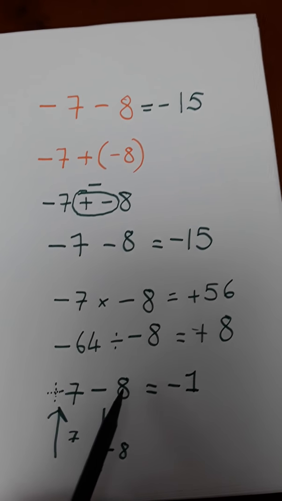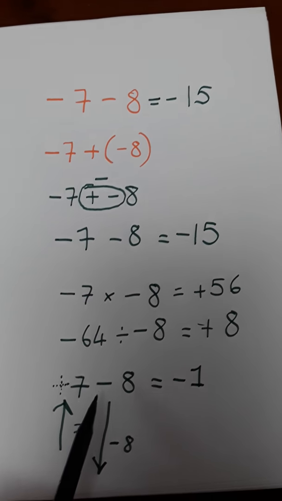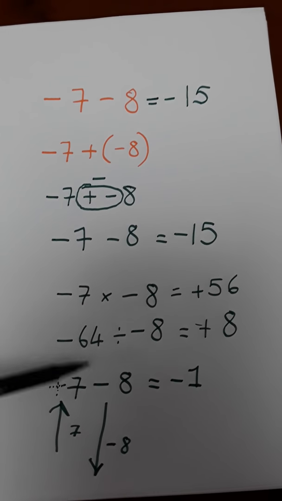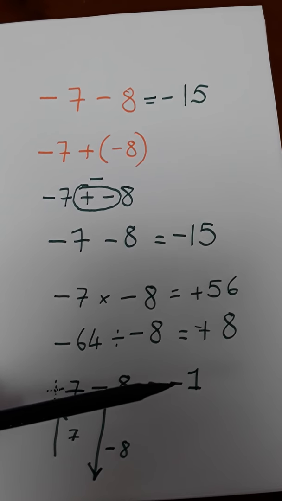Look at the gap, 7 and 8, there's 1 between them. What direction are we going to end up going in because one number's bigger than the other? Well, it's going to be negative because there's more negative than there is positive, so it's going to be -1.